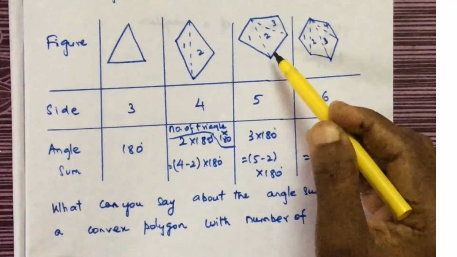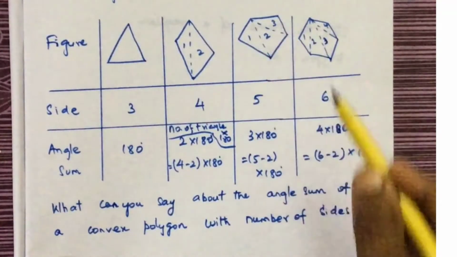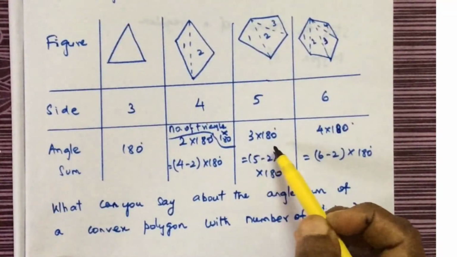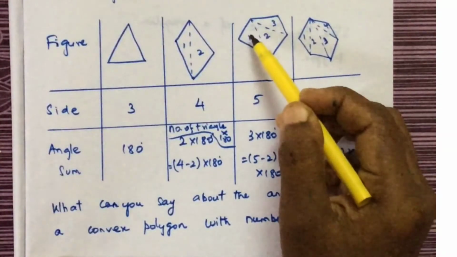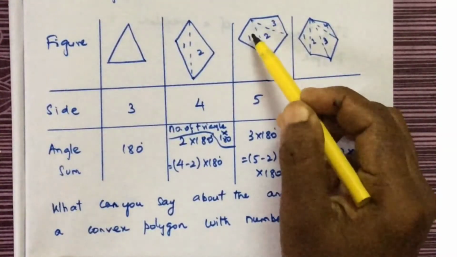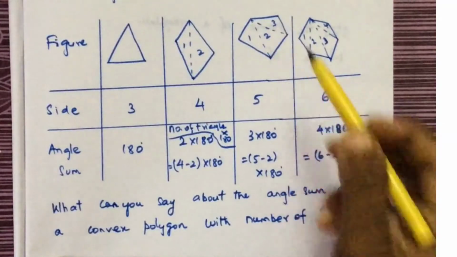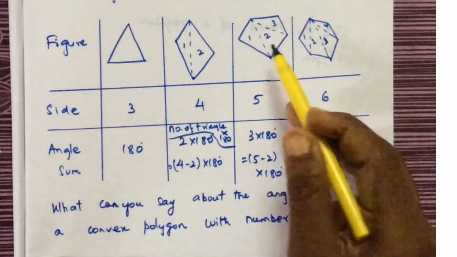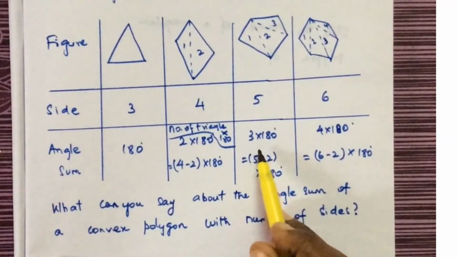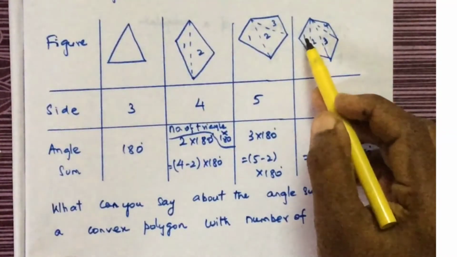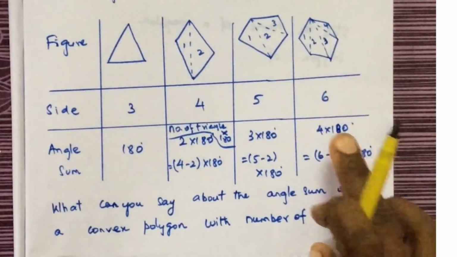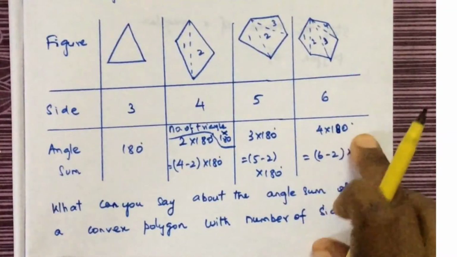Here how many triangles are there? 1, 2, 3. So 3 multiplied by 180. So if you add the angles in a triangle, it is 180. So 180 plus 180 plus 180. So the total angle sum for this figure is 3 multiplied by 180. For this figure, there are 4 triangles, 1, 2, 3, 4. So here it is 4 multiplied by 180.